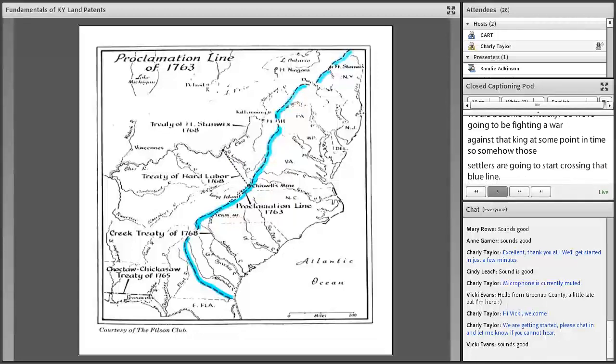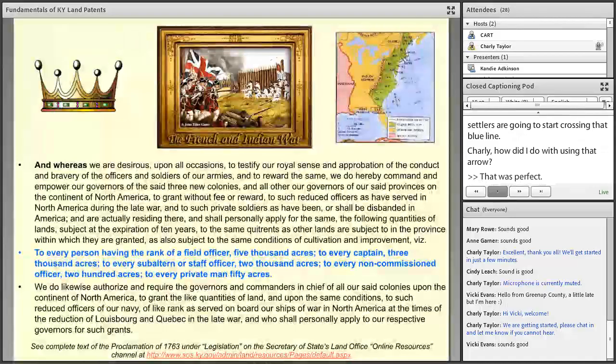Charlie, how did I do with using that arrow? Thank you very much. That was perfect. Every day is a good day when you learn something new.